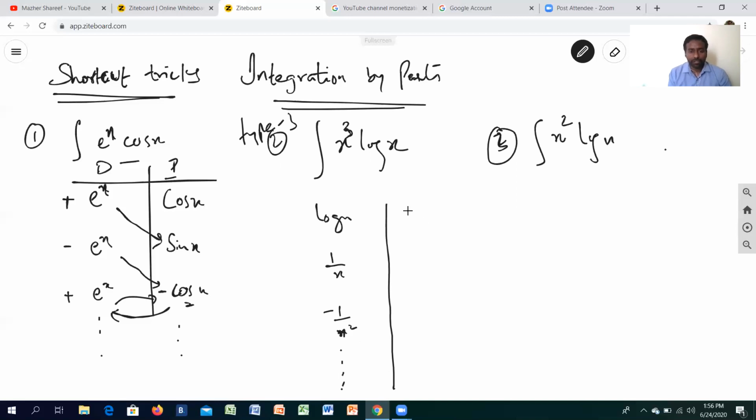Now take up this one, x cube, right? Sorry, we are doing it for x square, so write x square.